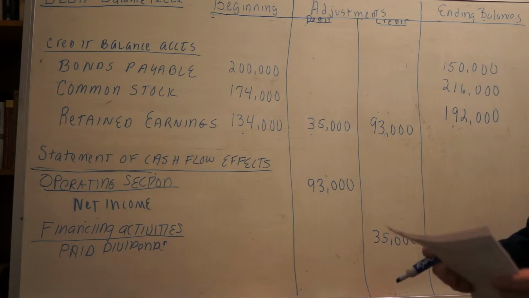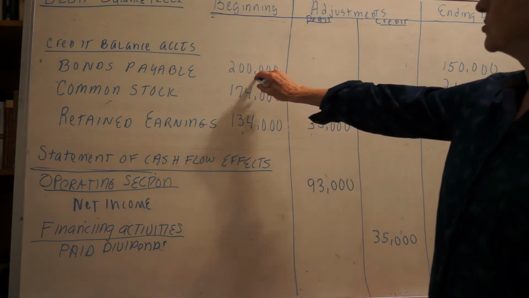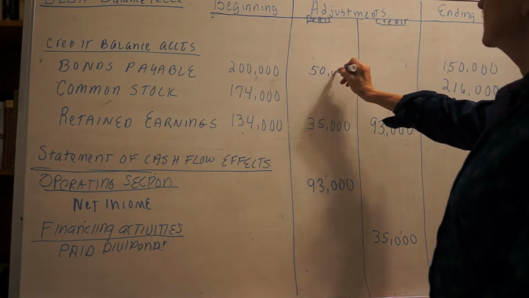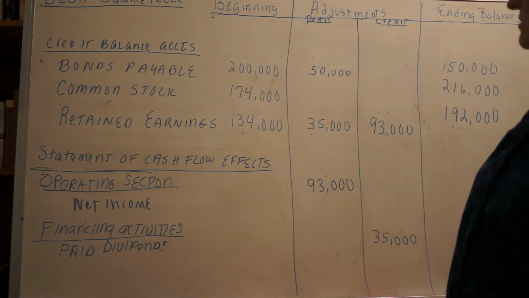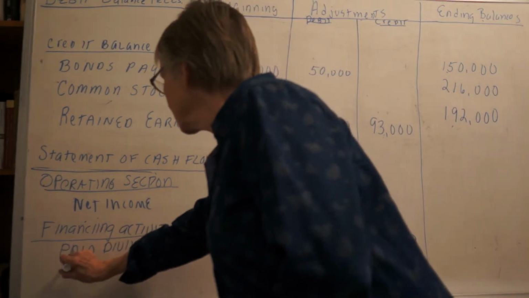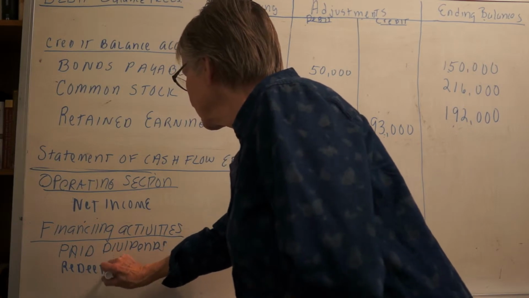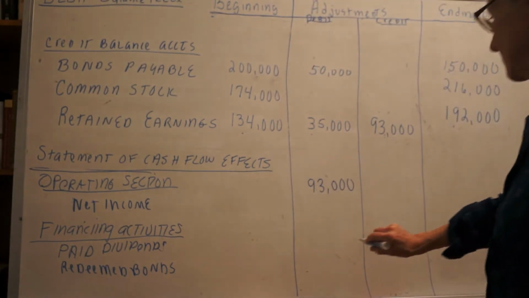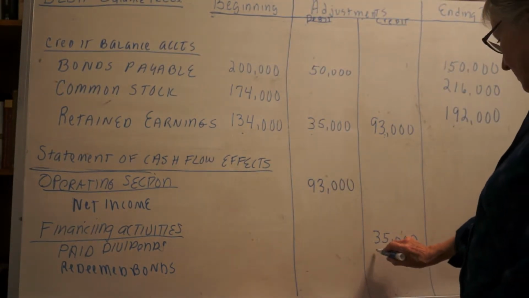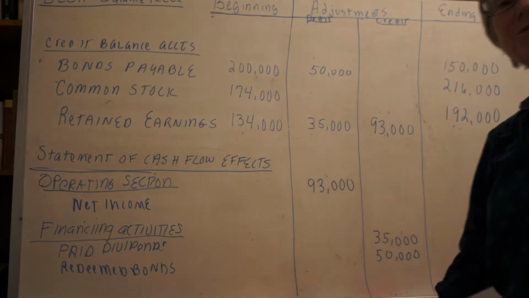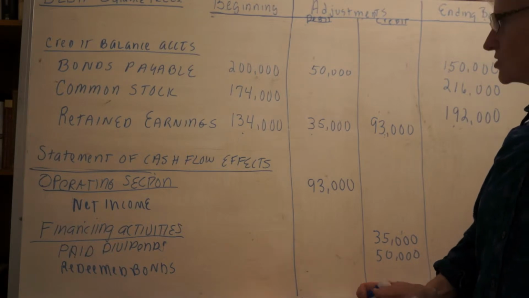Okay, it says bonds payable were redeemed for cash of $50,000. And that makes sense. They started at $200, they went down to $150. That means that we redeemed bonds for $50,000. And so that explains the top part. We'd go down to the bottom and say we redeemed bonds. And it was a debit in the top section. And so it will be a credit down here, which makes sense because if we're redeeming bonds, we're paying out cash to do that.